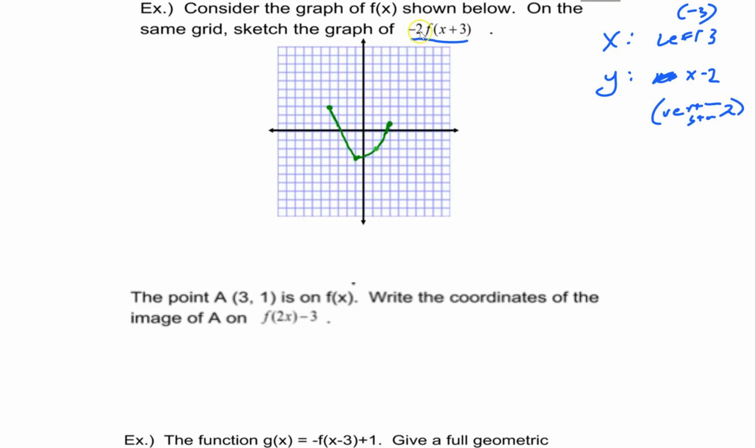There's also a flip though. The negative is a flip, and we'll talk more about that in a second. So, how do I do this? Well, a couple ways you can do it. One way I always like to do is just pick points.